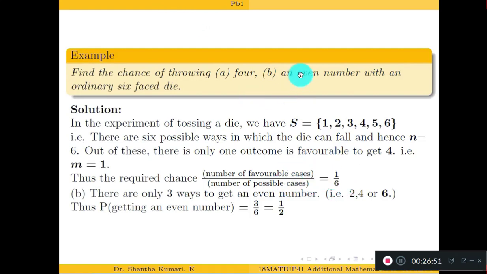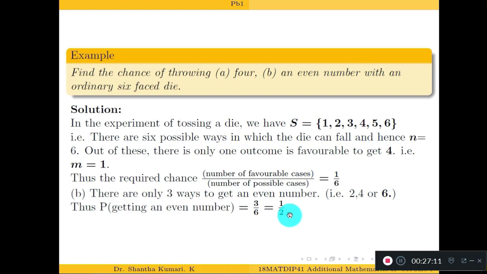Similarly, second question: an even number occurs. Which are the even numbers here? 2, 4 and 6. So how many cases are favorable to get an even number? 3. Total cases are 6. So 3 out of 6, you get 1 by 2.